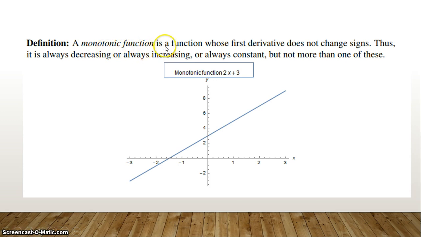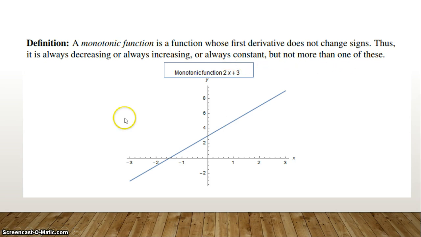A monotonic function, you can see the definition over here, is a function whose first derivative does not change sign. So it doesn't change the sign, thus it is always decreasing or always increasing. So what does it mean? It is not changing the pattern of increasing or decreasing, or always constant, but not more than one of these.